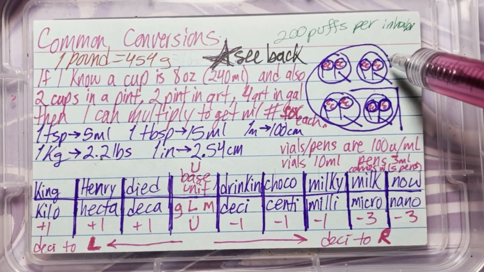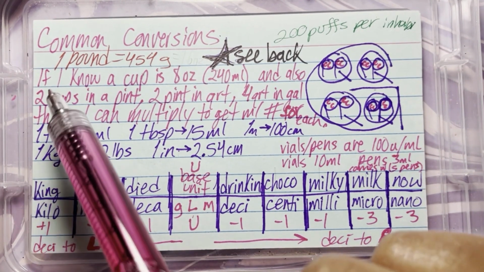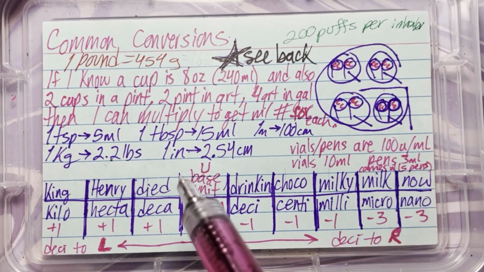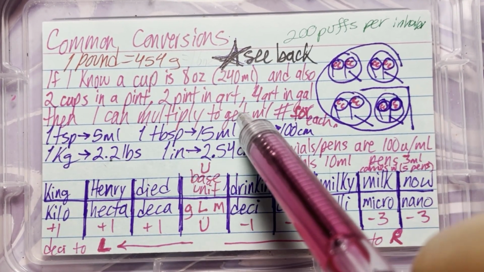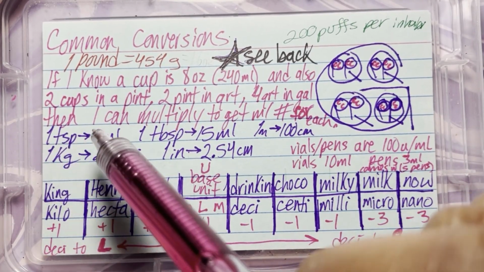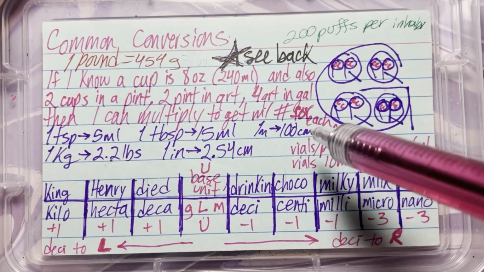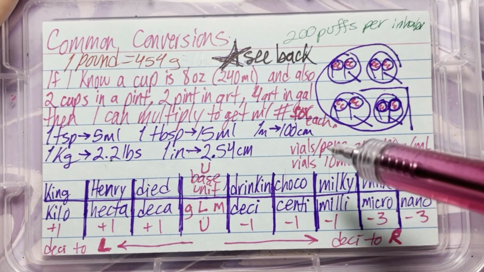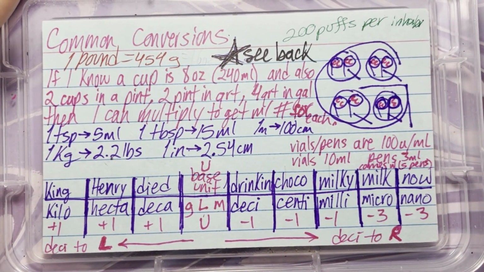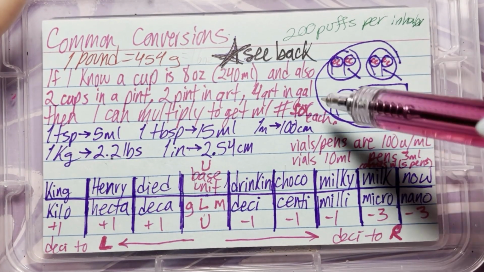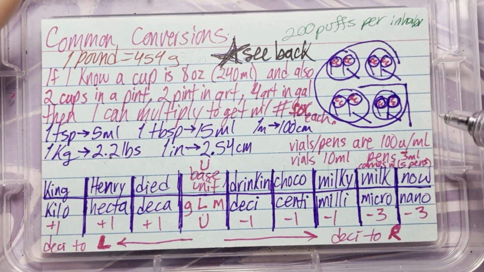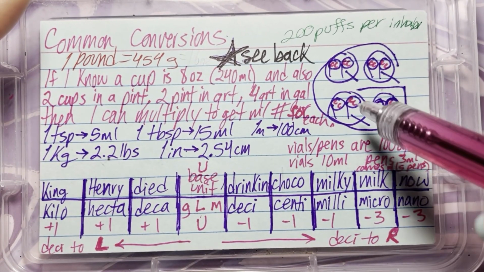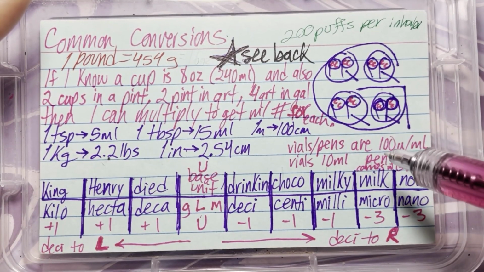Now with all that, once you get this picture drawn out and memorized, if I know a cup is 8 ounces, 240 milliliters, and also there are 2 cups in a pint, 2 pints in a quart, 4 quarts in a gallon, then I can multiply to get the milliliters number for each. There's a cup that's 8 ounces and 240 milliliters. That's the only number you really have to memorize for all of the liquid conversions, and you can multiply to get everything else. Should be pretty self-explanatory. If you want to know what a pint is, just multiply the mL or the ounces by 2, and you'll get the number for what a pint is, and so forth.